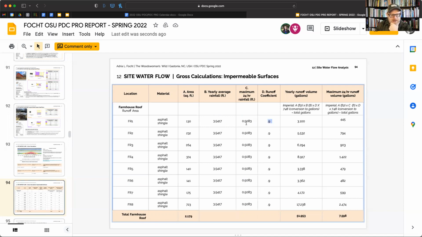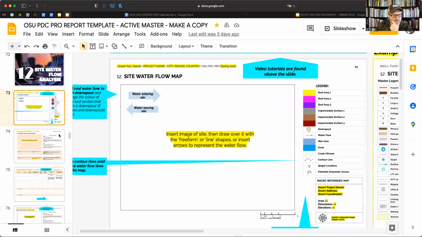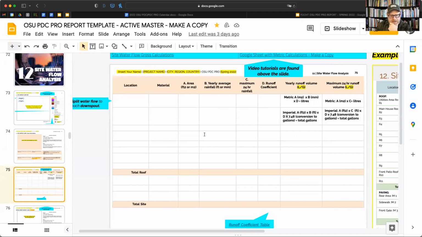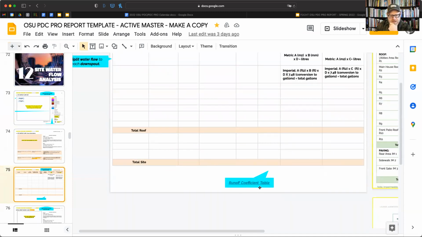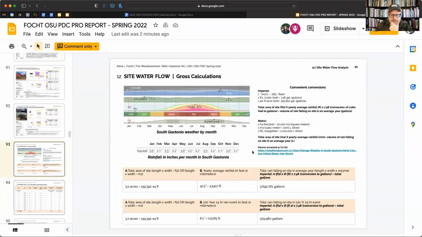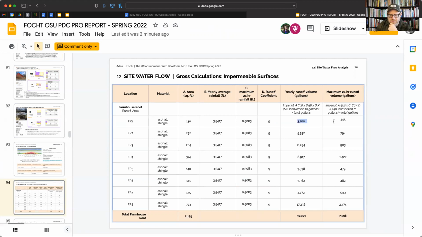So again, if you go back to our site here, there's a couple of runoff coefficient tables that you can utilize. This is a general rule. It's not perfect. You always have to work with it a little bit. And then she's given us calculations for what is the yearly runoff volume and the 24-hour runoff volume.